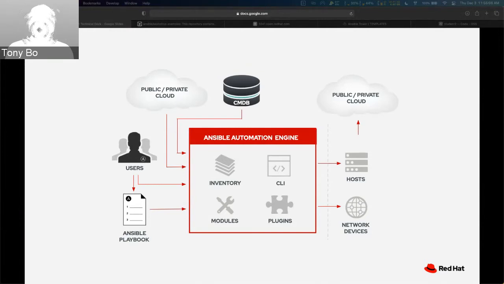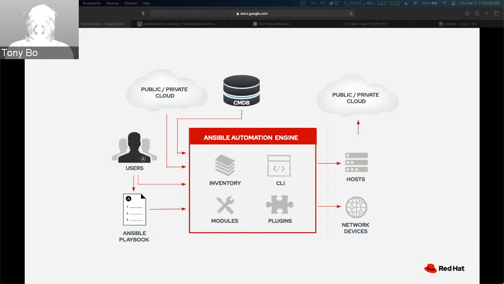You have your internet. We can call that the public private cloud environment. You have your users. You have your playbooks. Your CMDB is just where it's going to grab your inventory, your host, your network devices. In the center, we have the Ansible Automation Engine.